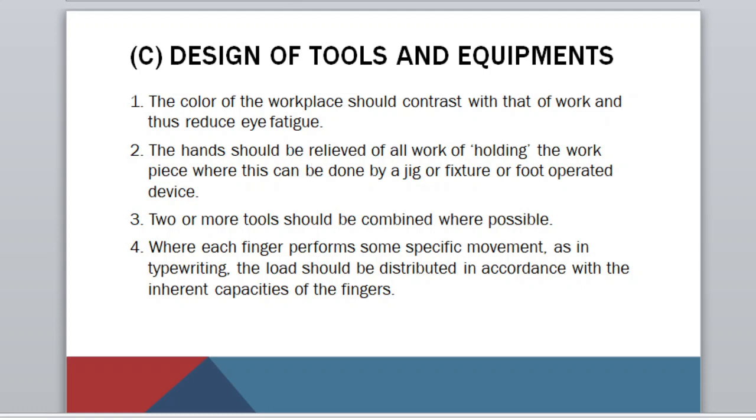Okay? Next is the hands should be relieved of all work of holding the workpiece where this can be done by a jig or fixture or foot operated device.